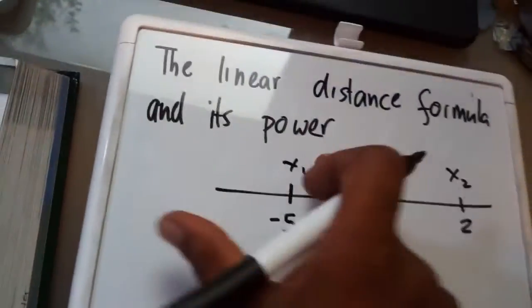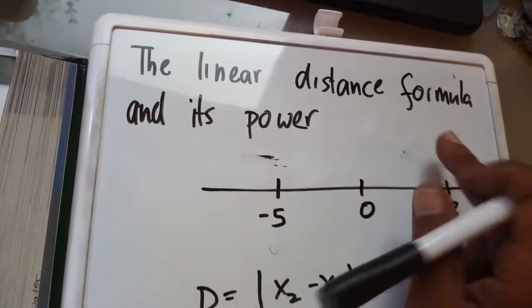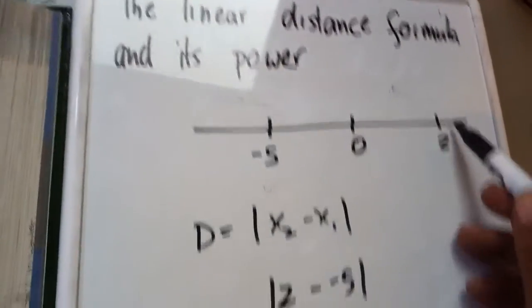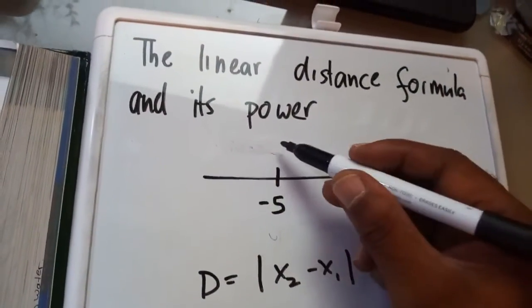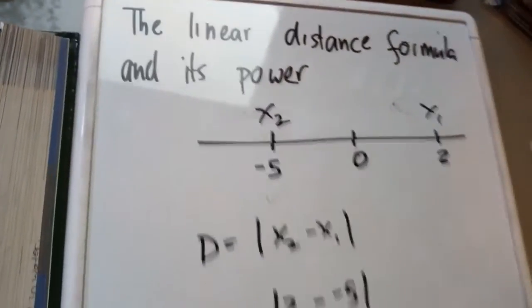Let's say I switch this around. It's just distance, so it shouldn't make a difference, because distance cannot be negative. Let's call this x2 this time and call this x1. You'll see the reason for the absolute value sign.